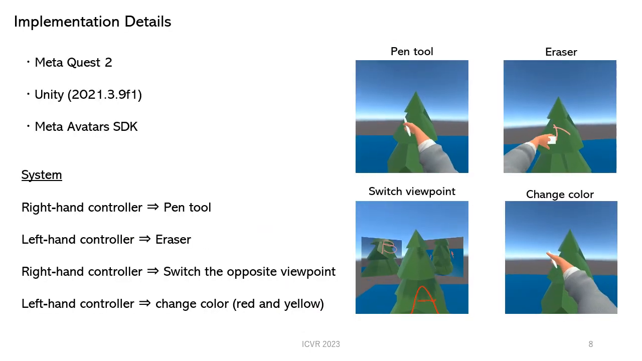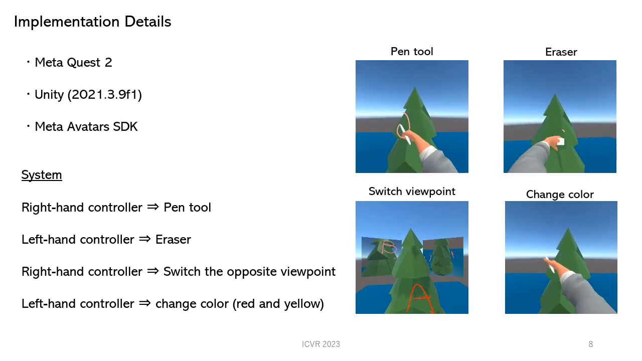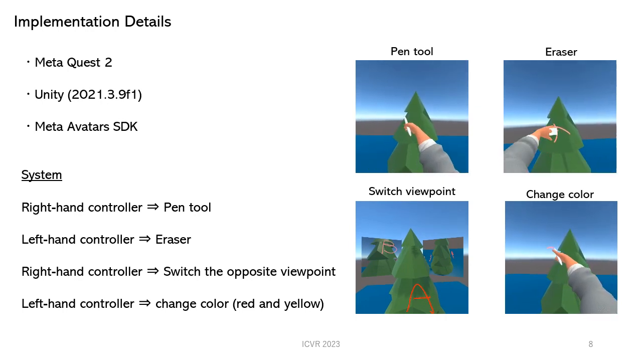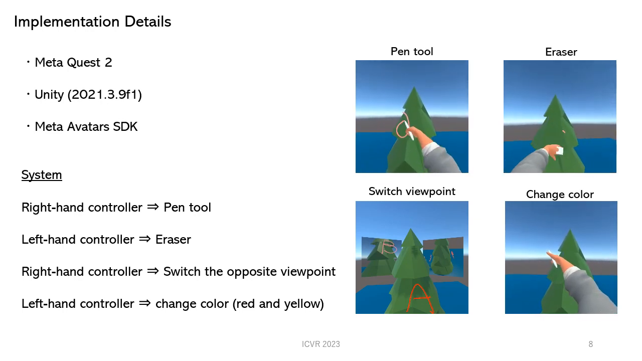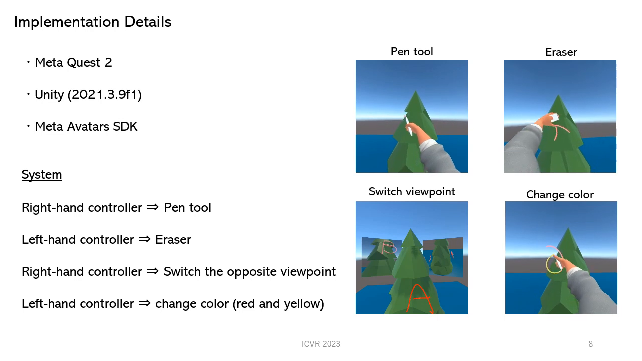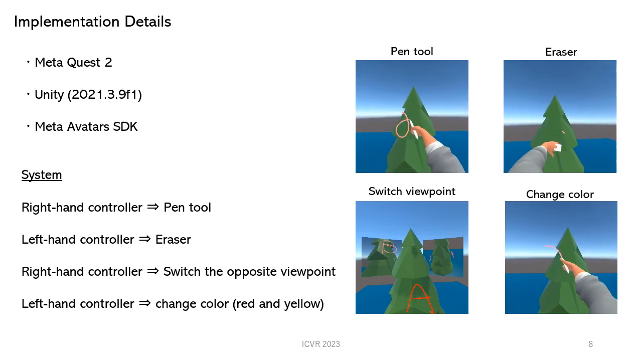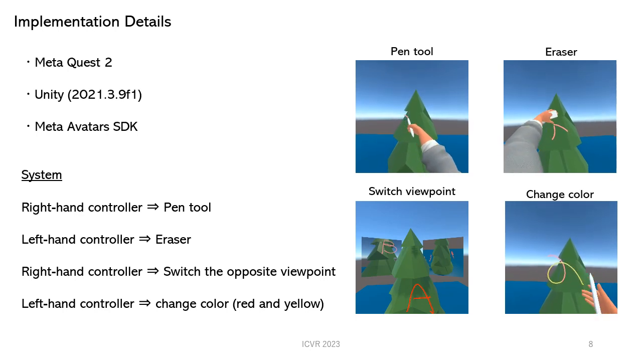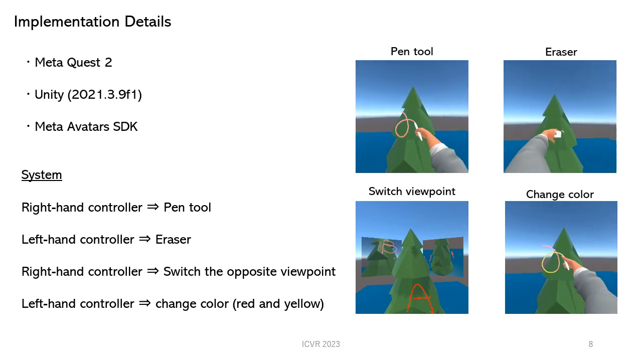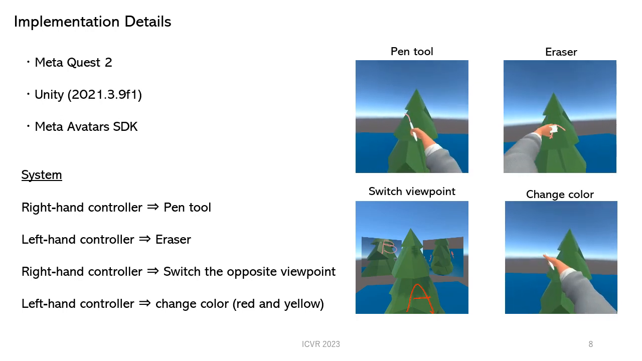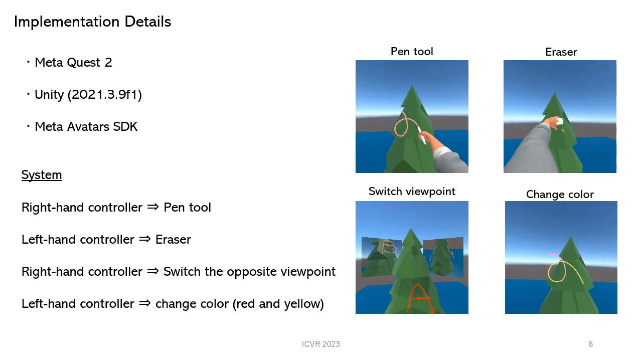To implement the MultiBrush prototype system, Meta Quest 2 and Unity were used to create a VR environment that allowed designing with pen and eraser tools in the VR space. Avatars were created using Meta Avatars SDK. The right-hand controller is used as a pen tool, and lines are drawn in the VR space when the right-hand controller is moved while a specific button is pressed.